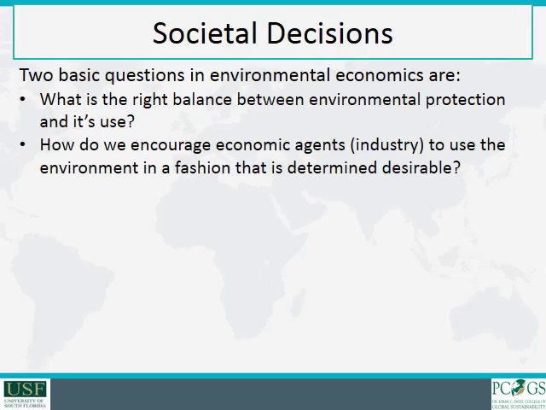Let's now discuss societal decisions. There are two basic questions in environmental or natural resource economics. The first is, what is the right balance between environmental protection and environmental or natural resource use? The second is, how do we encourage economic agents, mainly industry and special interests, to use the environment in a fashion that is determined desirable or at least not damaging?